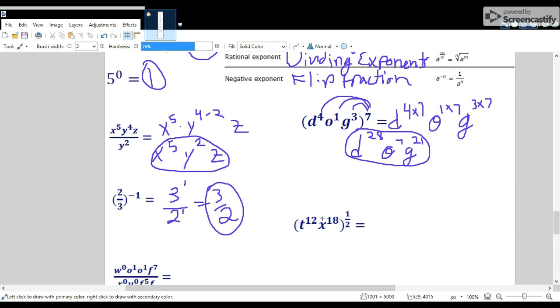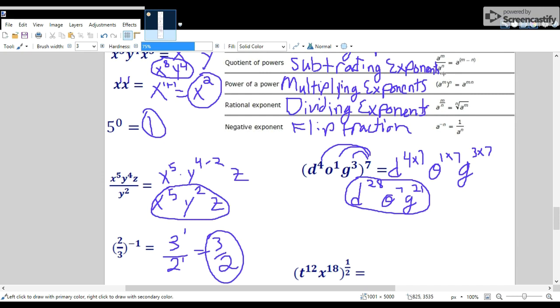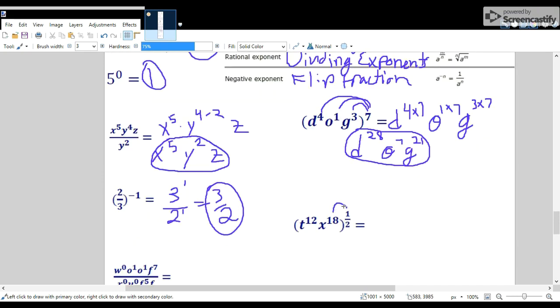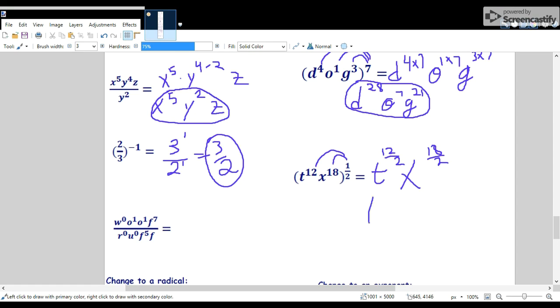Okay, we have another one where we have parentheses. So we're going to do power of a power, multiply exponents, distribute that 1/2 into each of those. So we have t to the 12 divided by 2 and x to the 18 divided by 2. So our simplified form is t to the 6th power times x to the 9th power.